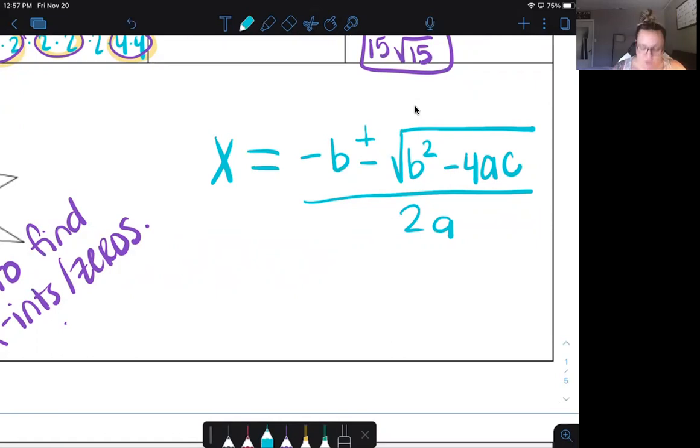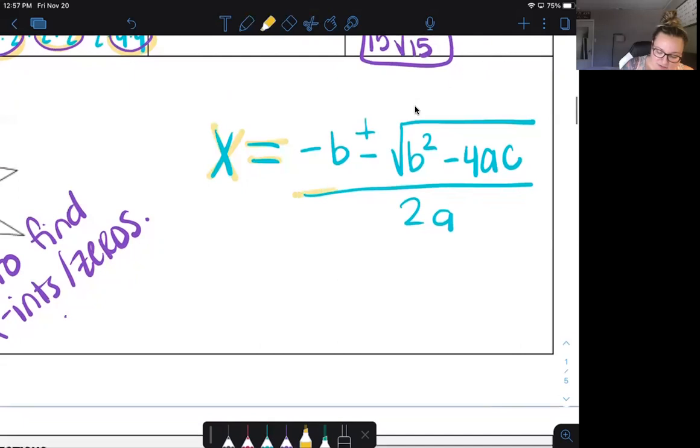A couple things I need to point out, though, that I'm super picky about. Not only do you need to make sure you always have x equals out in front, especially with every single step of simplifying this, but you also need to make sure that this division sign, our fraction bar, goes all the way across, under the negative b all the way past the square root symbol. So it starts right after the equal sign, includes the negative b. You're dividing this whole side by 2a.